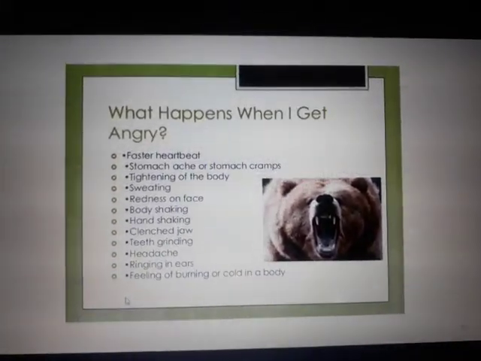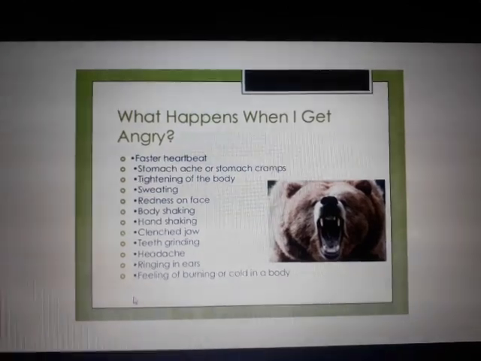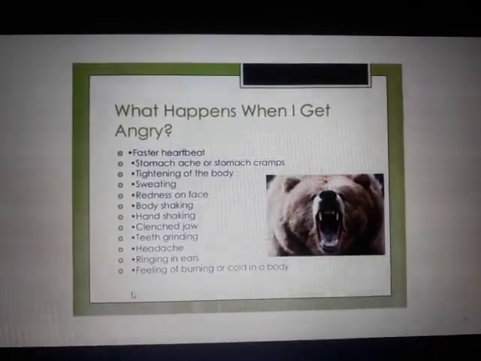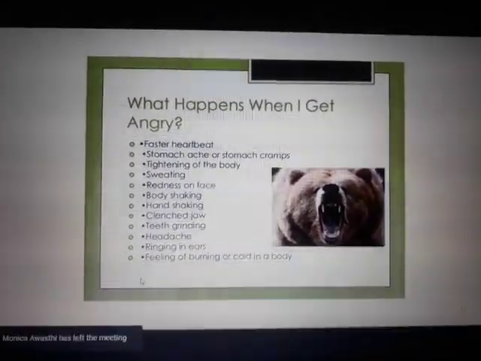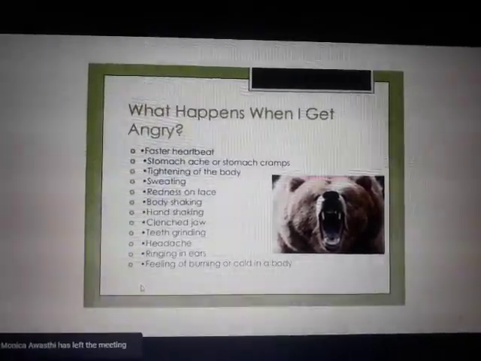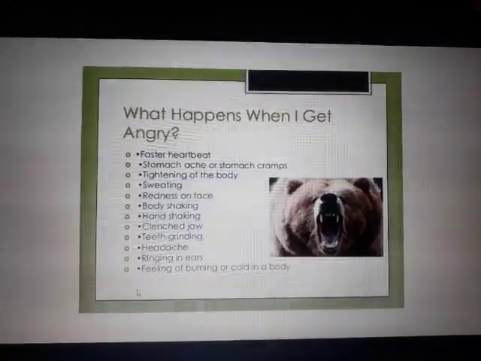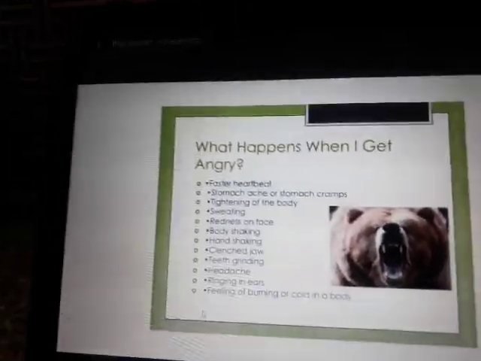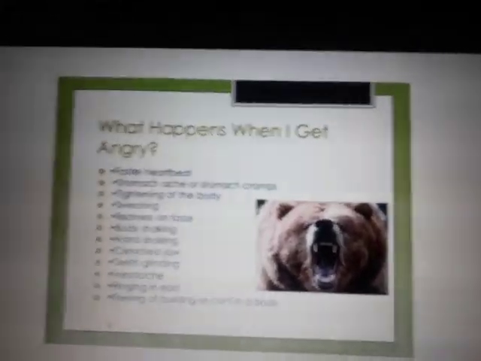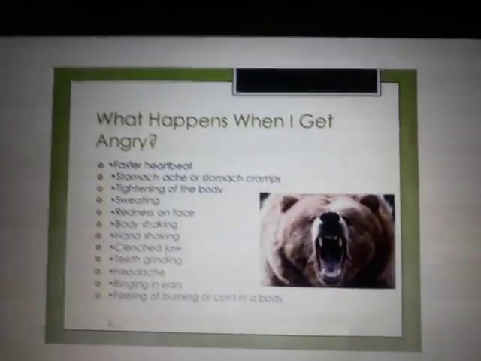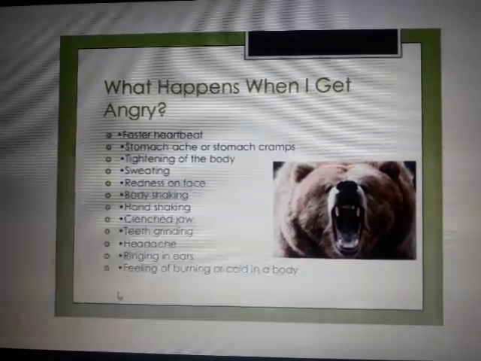The first thing that we realize when we are angry is the faster heartbeat. We feel a tightening in the stomach. We feel a tightening in the body. We start sweating. Our hands start shaking. Our body starts shaking. We grind our teeth. We hear a ringing in our ears. All these are manifestations of when we are angry.